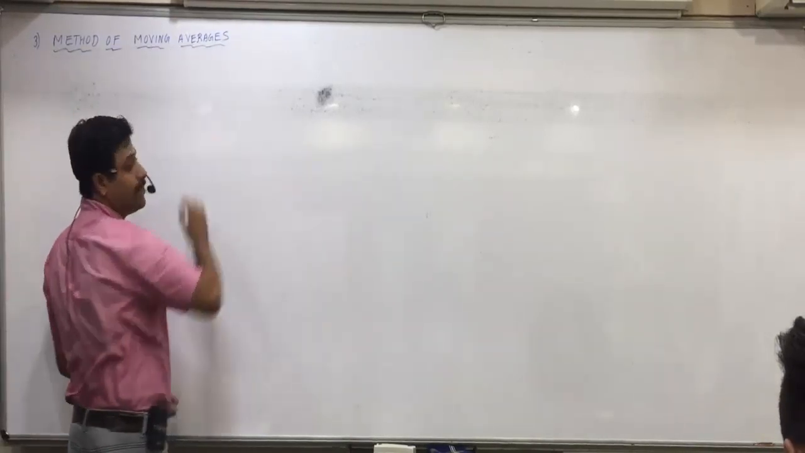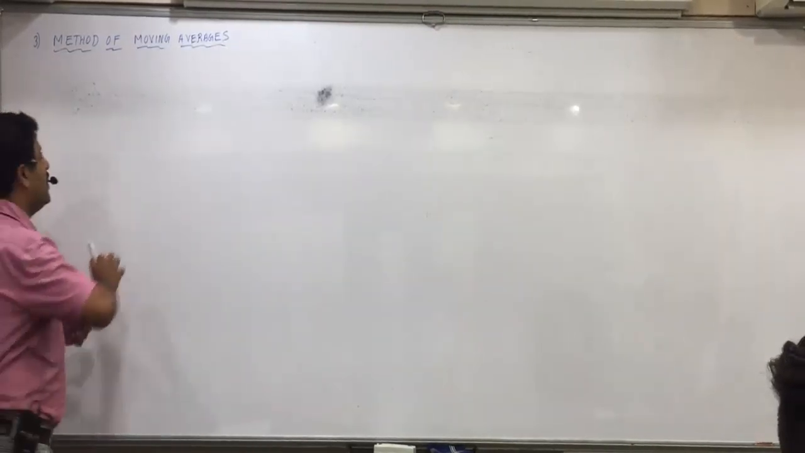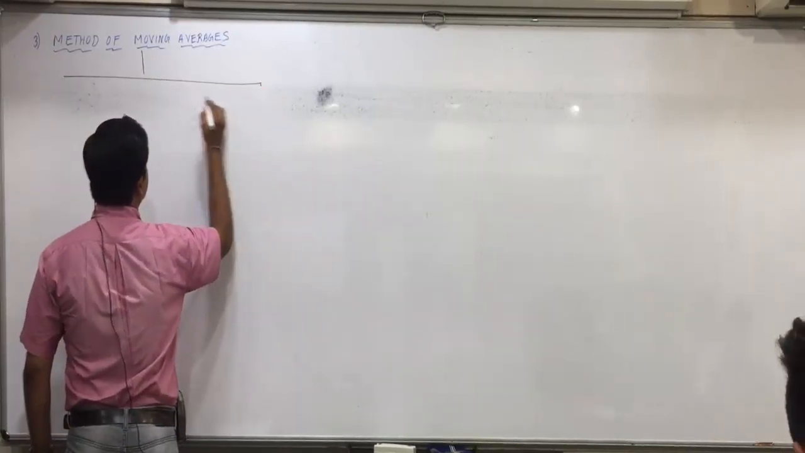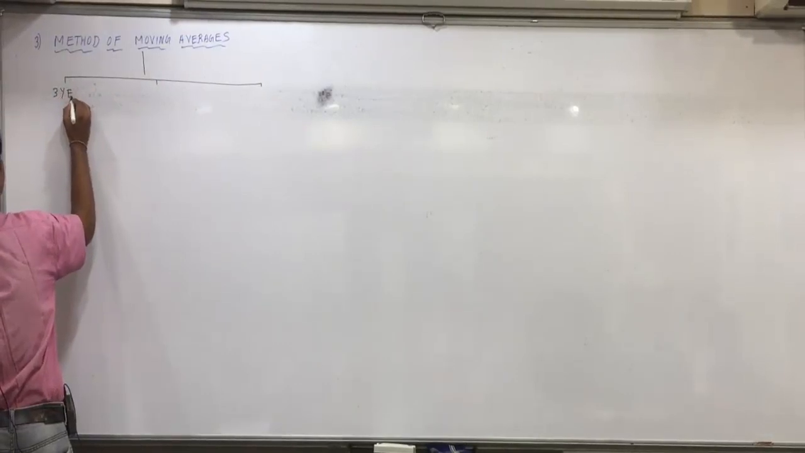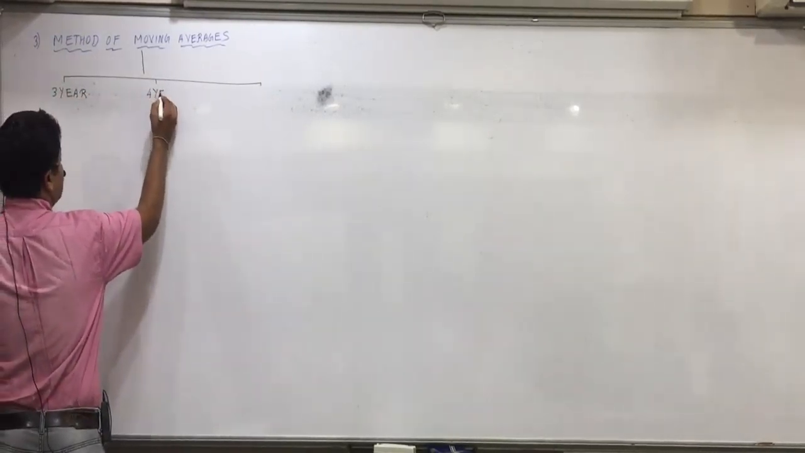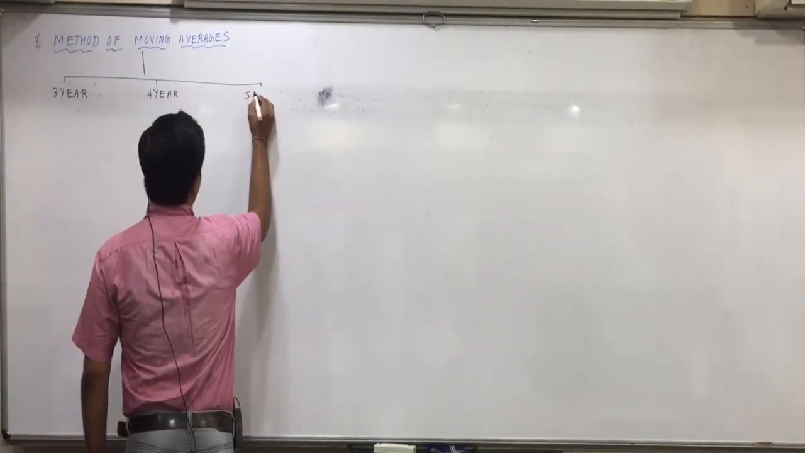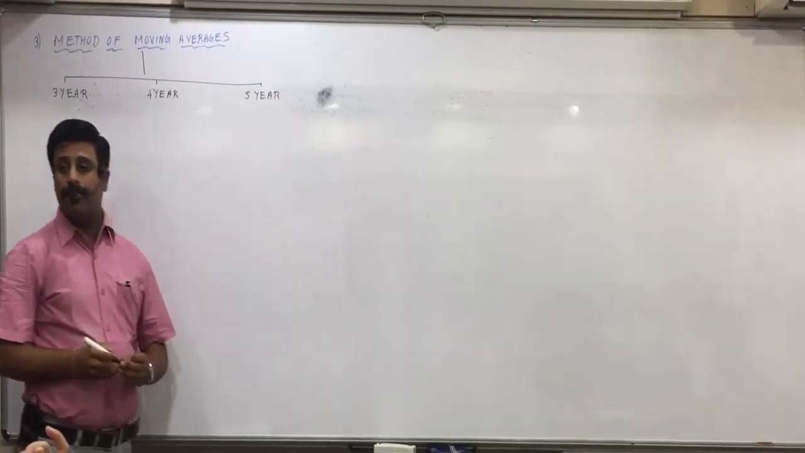You have three types of questions here. Within moving averages, you have three types of questions. One is 3-year moving averages. Second is 4-year moving averages. And third is 5-year moving averages.